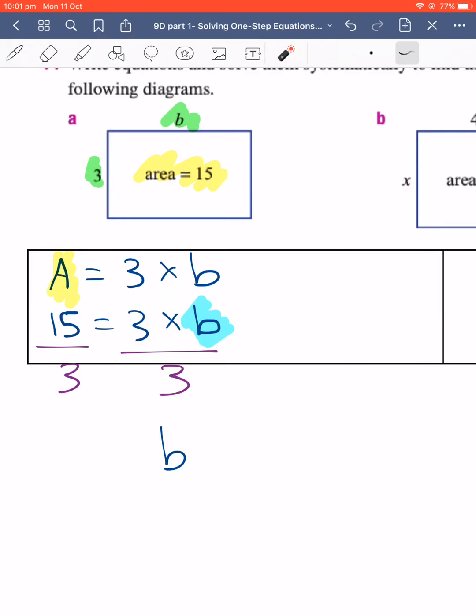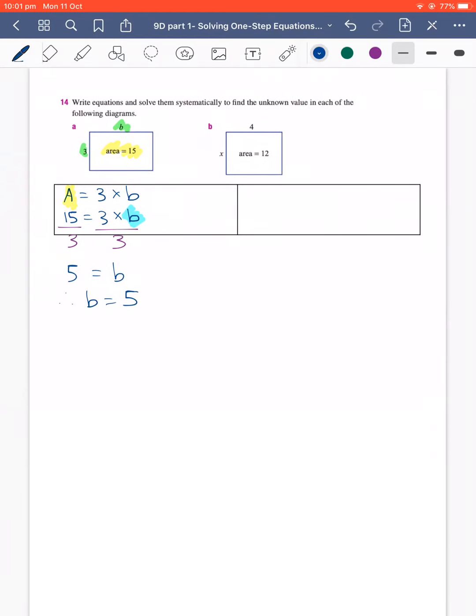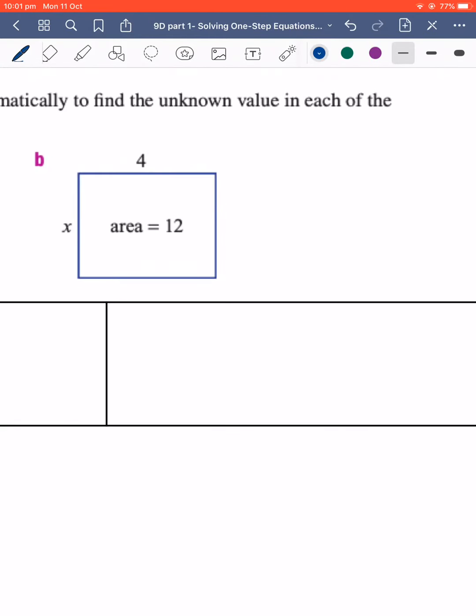Again, these two cross out, nice and easy, and 15 divided by 3 is 5. I need to rewrite that because I need the letter first, so I flip it around, so b equals 5 for this question. Nice and simple. Next one, again, I have my area, which is 12, and when I'm substituting it in, I've got x multiplied by 4. I could rewrite that as well as 4 multiplied by x. It would be the exact same statement.